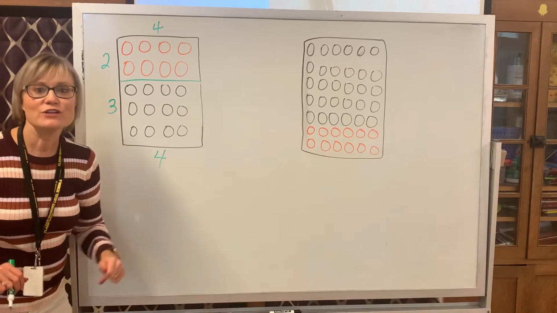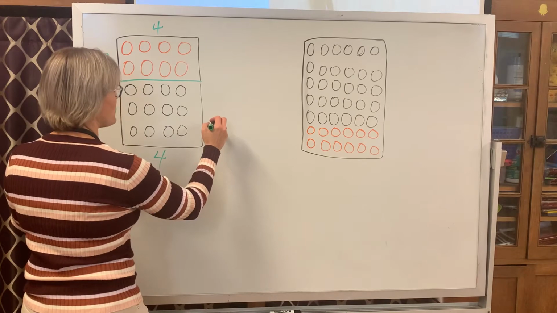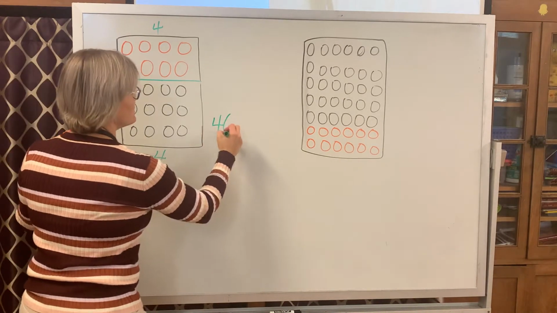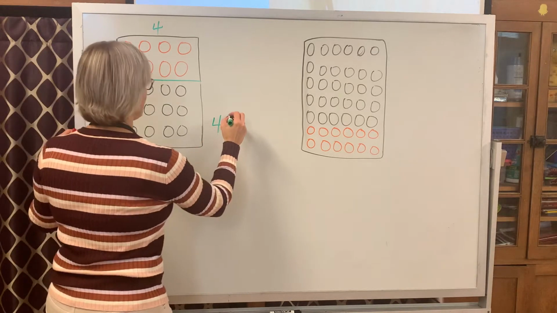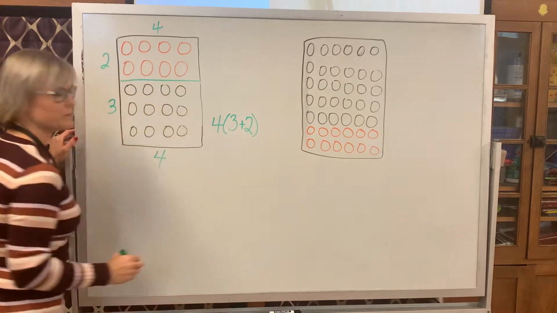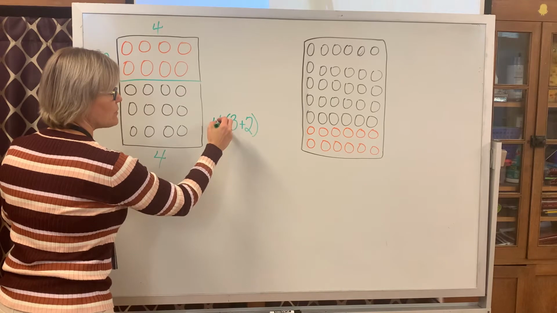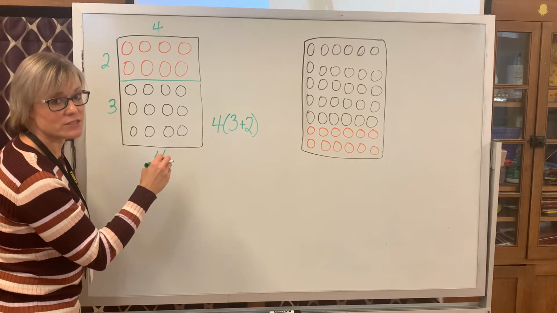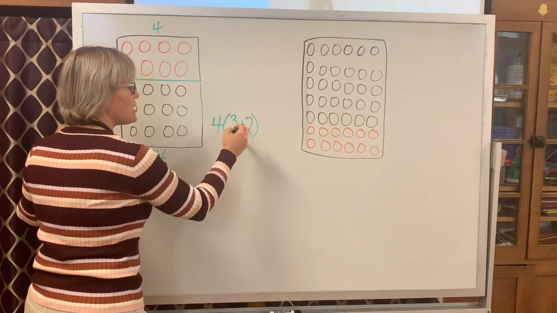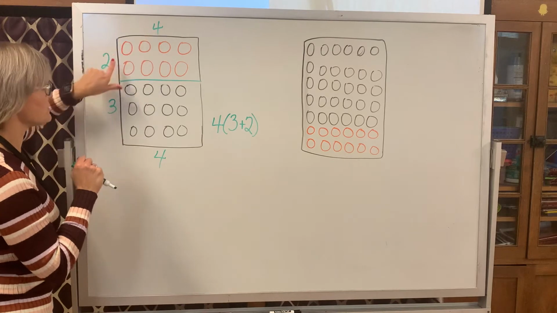If you said 4, you are right. So what I'm going to do is I'm going to take that 4 out, and I'm going to write that 4 times 3 plus 2. All right? So 4 times, and remember, if we don't have a multiplication sign, it means you're multiplying. 4 times 3 plus 2. So I have 4 times 3 here and 4 times 2 here.